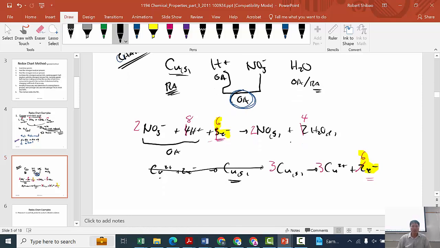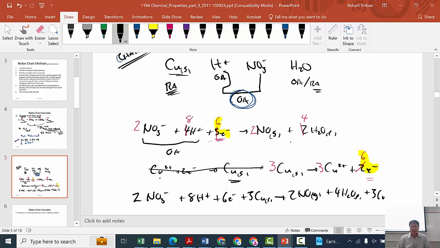All right, so now I'm going to combine everything. So I have 2 nitrates plus 8H plus 6 electrons plus 3 coppers, solids, is going to yield 2NO gas plus 4H2O liquid plus 3Cu2+ plus 6 electrons. And then I simplify. So I see I have 6 electrons on the left. That's going to cancel the 6 electrons on the right. And then that looks like it.